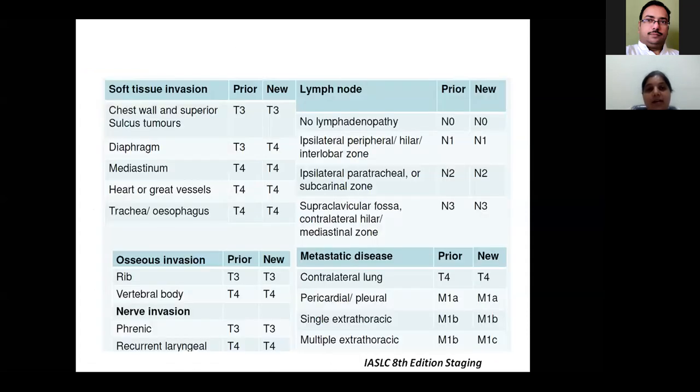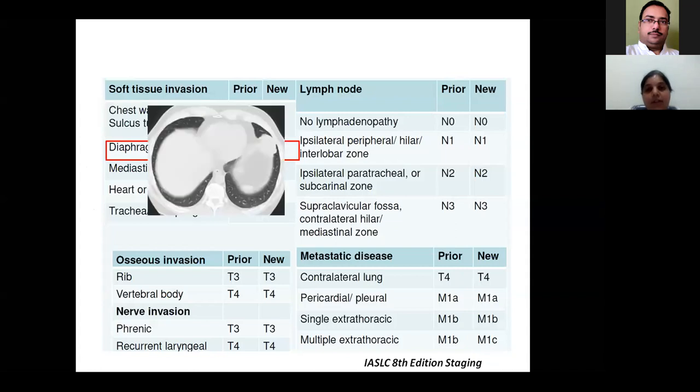Coming to the staging back again, I mentioned earlier that invasion of the diaphragm is T4 disease. This is a tumor where the diaphragm is infiltrated, and this would be considered as T4, initially considered as T3 disease. And a single extrathoracic site is considered as M1b, and multiple extrathoracic sites are considered as M1c.